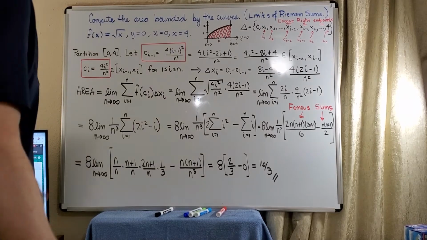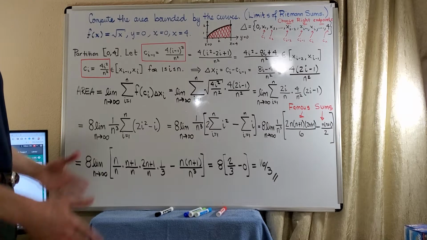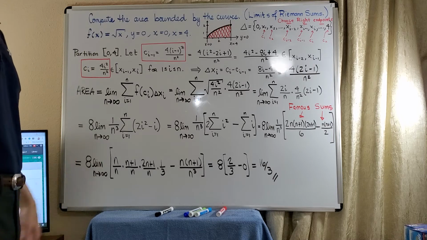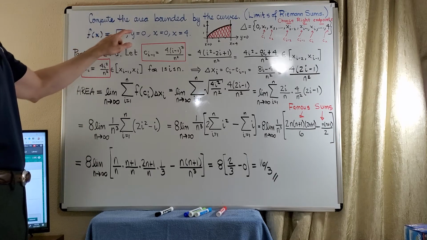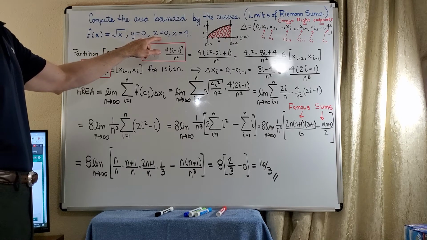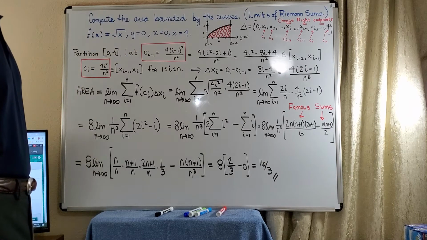Let's use Riemann sums to compute an area. So what we're going to do is use the Riemann sums to calculate the area that's bounded by these given curves. The first curve, f, is the square root of x. The second curve is the x-axis. The third curve is the y-axis. And then the fourth curve is just the vertical line, x equals 4.